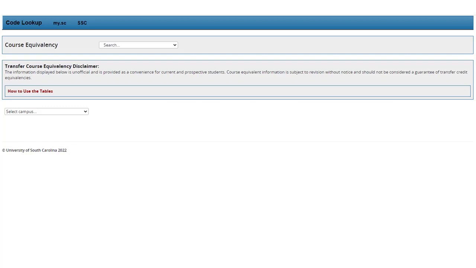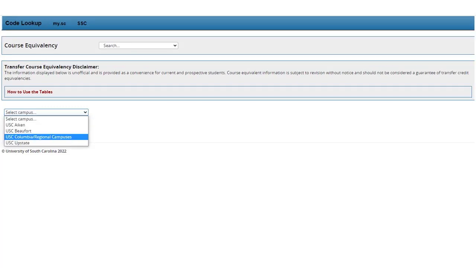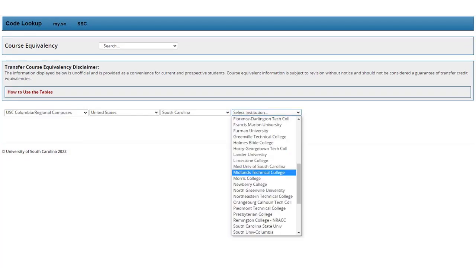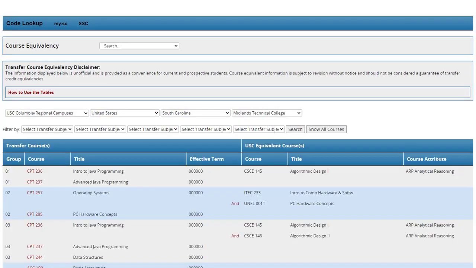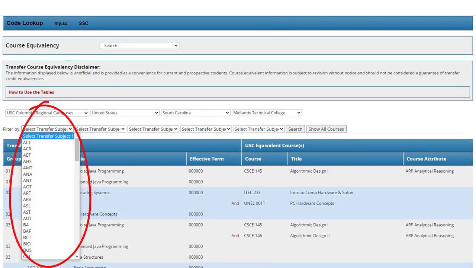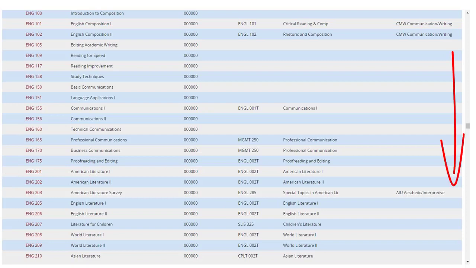To use the Course Equivalency Table, select USC Columbia/Regional Campuses from the Campus drop-down menu. Then select the location, including country, state, and institution from where you will be transferring credit. A table of transfer courses will appear. The table will list the courses from the other institution on the left and the UofSC equivalency on the right. Filter by subject or scroll to find courses you have taken and would like to transfer.